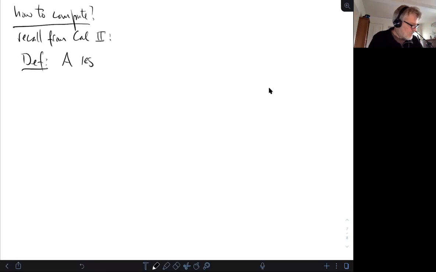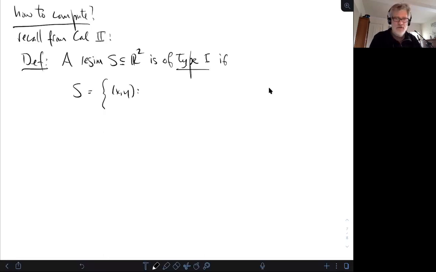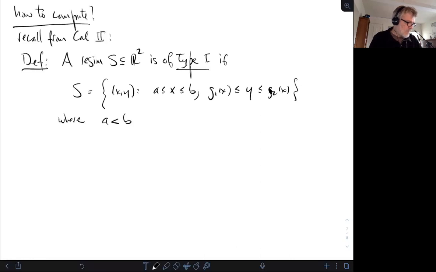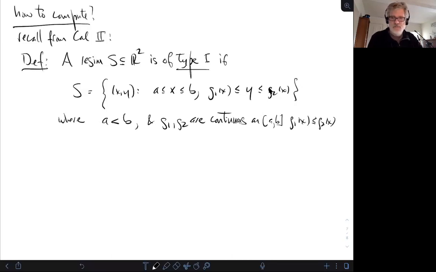Okay, so a region S is of type 1 if S is equal to all pairs XY such that X is between A and B, and Y is between G1 of X and G2 of X, like this, where A is less than B and G1, G2 are, and we'll say they're continuous on AB, and G1 of X less or equal to G2 of X. There's a lot of stuff, but it's actually very simple.